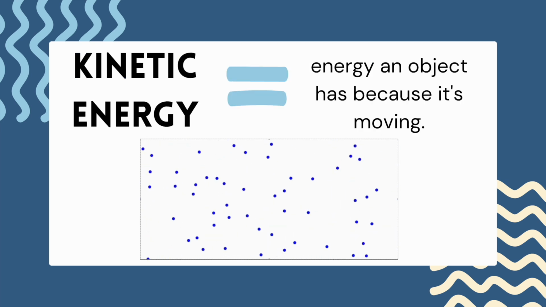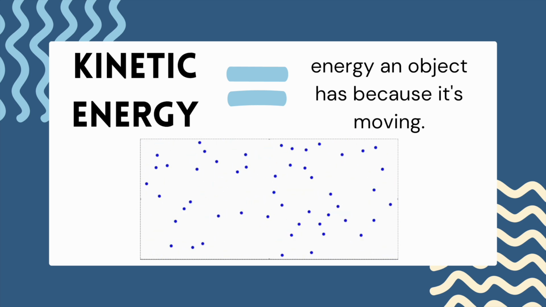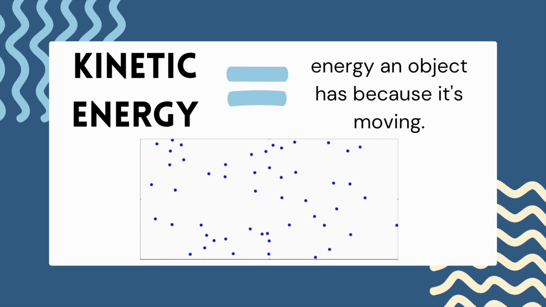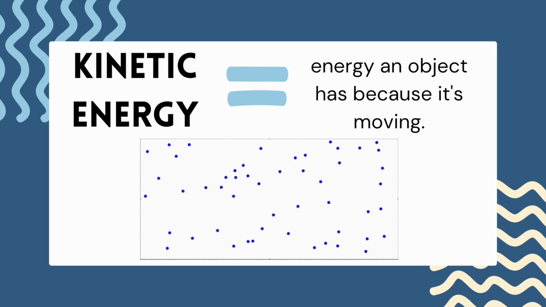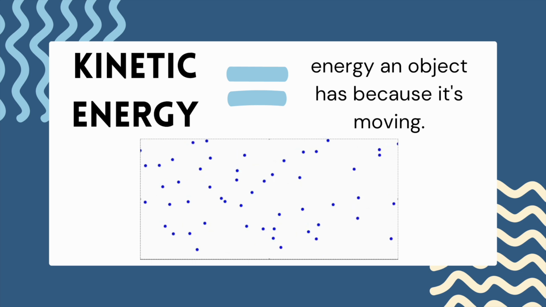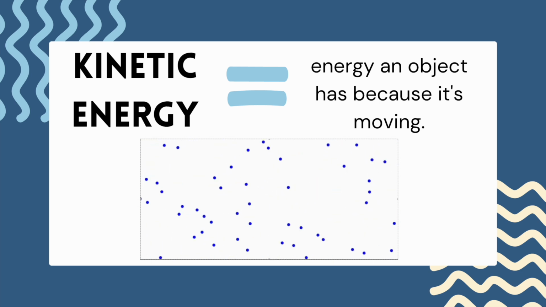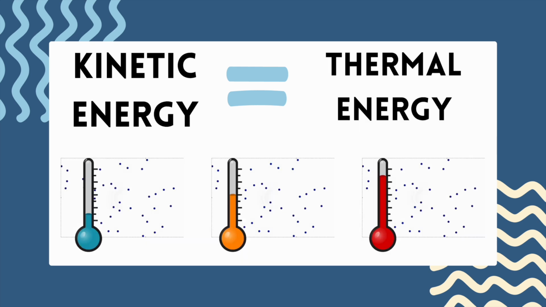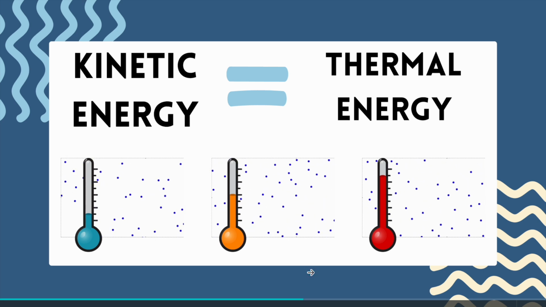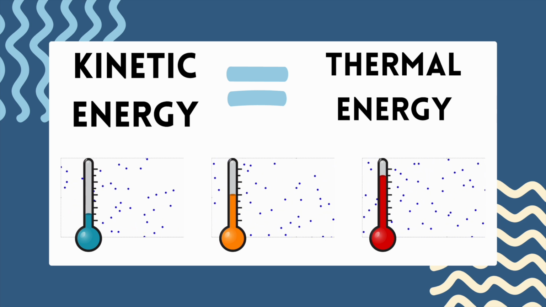Now, you may have heard before in your life that kinetic energy is the energy an object has because it's moving. You may have learned this in middle school or before in your life. And we're not going to change this definition. Kinetic energy is still the energy of movement. It's just instead of working with cars or balls or rolling down hills, we're going to be working with particles. So kinetic energy, in our case, equals thermal energy. Okay, so thermal energy really is our version of kinetic energy.